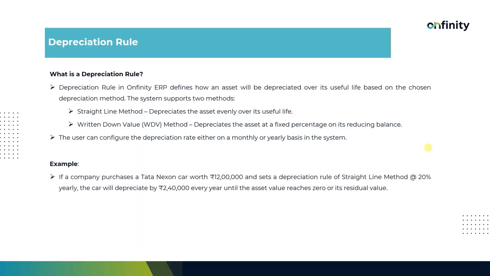Now let's understand the depreciation rule. The depreciation rule defines how an asset will be depreciated over its useful life. Onfinity ERP supports two methods: straight-line and written-down value. In straight-line, the asset is depreciated evenly, while in written-down value, depreciation happens at a fixed percentage on the reducing balance. You can configure the depreciation rate monthly or yearly. For example, if a car worth 12 lakh is depreciated using straight-line at 20% annually, it will depreciate by 2.4 lakh each year until its value reaches zero or the residual value.